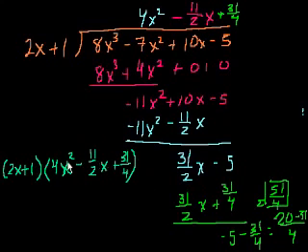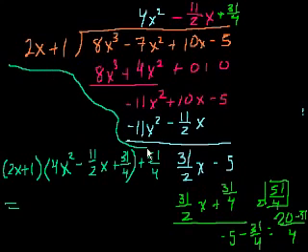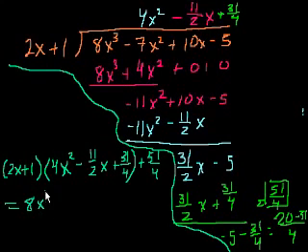So when you multiply these two out, and then add the remainder, 51 over 4, that would equal, and let me draw a dividing line, I don't want to confuse you with all this stuff here, that would equal this. That would equal 8x to the third minus 7x squared plus 10x minus 5.